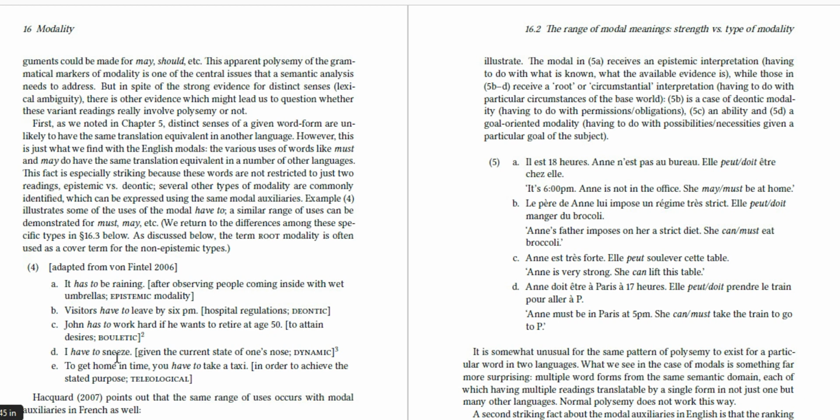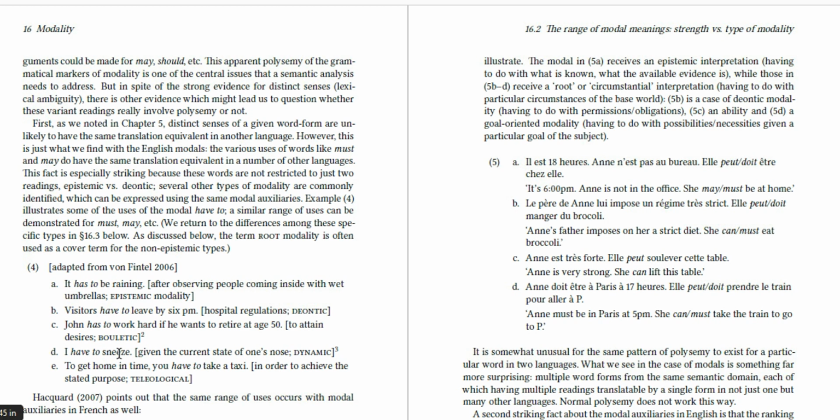We have here: I have to sneeze. So given the current state of one's nose, that's dynamic. What we call it, the modality here is dynamic. Why? Because I'm talking about something existing at the moment. If I say I have to sneeze, or I am coughing, here it's dynamic because it happened right away.